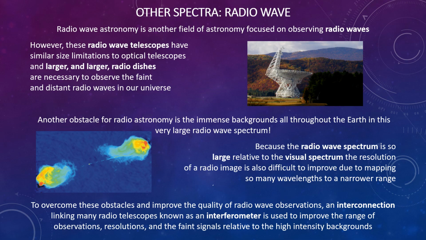And so to overcome this and improve the quality of radio wave observations, the interconnection linking between many radio telescopes around the world is known as an interferometer, and this is used to help improve the range of observations, the resolution, and the faint signals that we are looking at, which are much fainter relative to high intensity background sources.